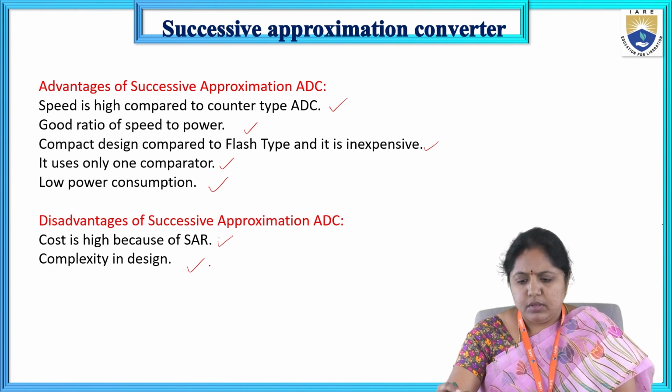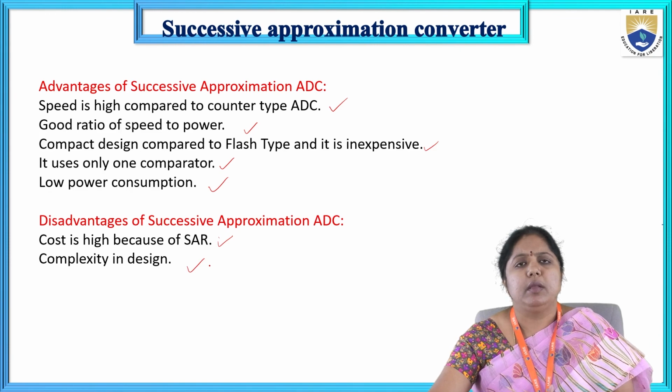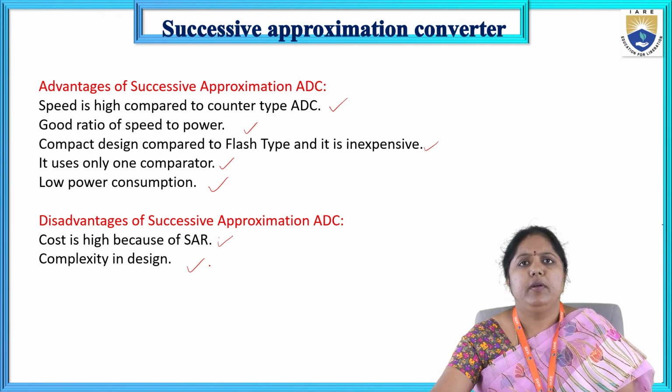Okay, so I think it's clear. These are all the 4 types of direct type analog to digital converters. In the next coming session, let us see the other type, the indirect type of ADCs.